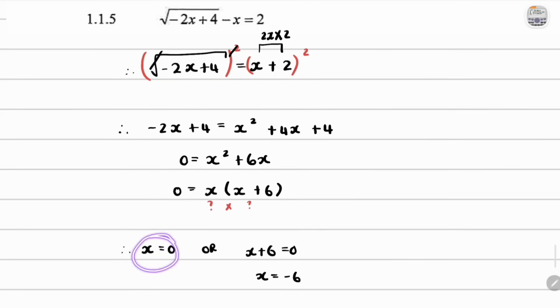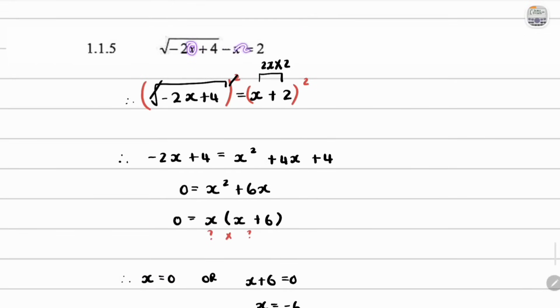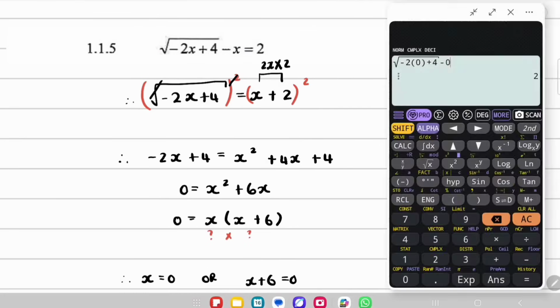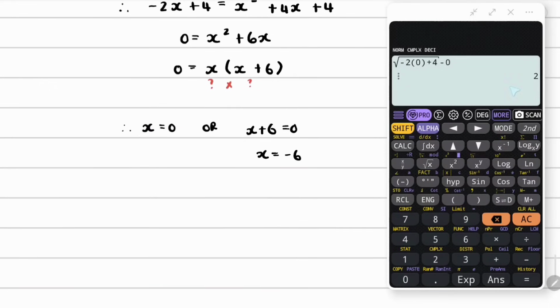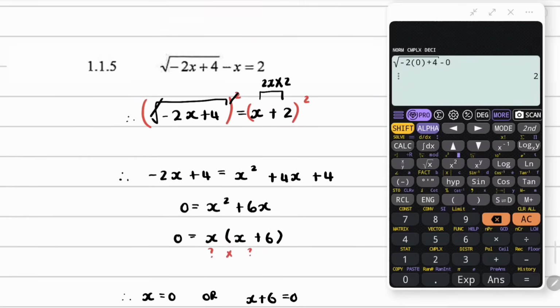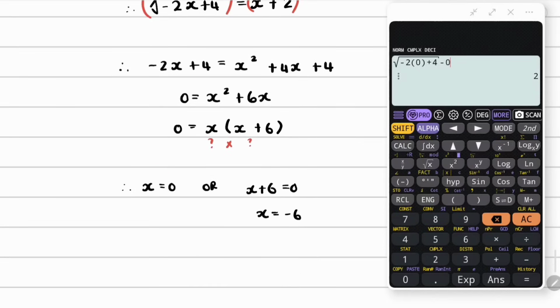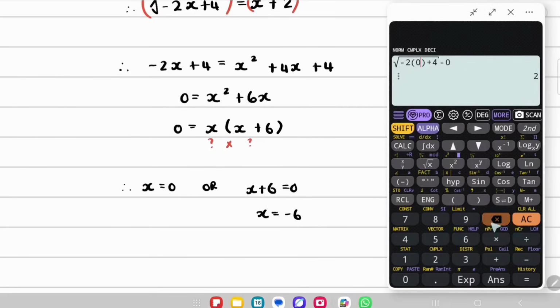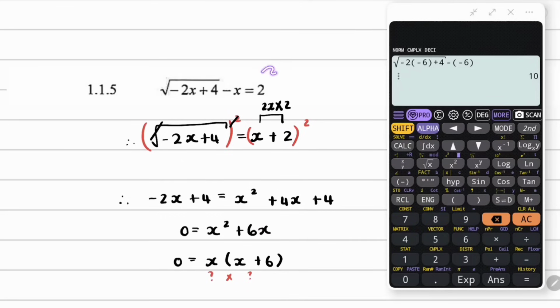So when x is equal to 0, we will substitute in place of x, we'll substitute 0 and find out if our left-hand side really is equal to 2. And you see that when we substitute 0, that we get an answer of 2, meaning the left-hand side really is equal to the right-hand side for x equals 0. Now let's try that with negative 6. If you substitute negative 6 in place of 0, what do we get? So that's minus and of course minus 6, which gives you 10. That is not true. That solution gives us 10 instead of 2.